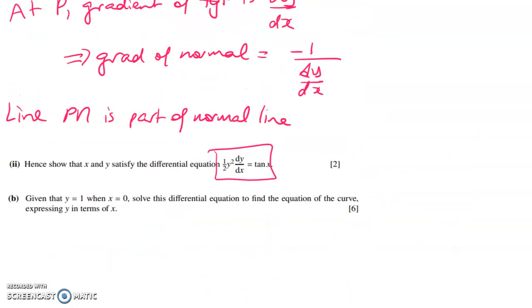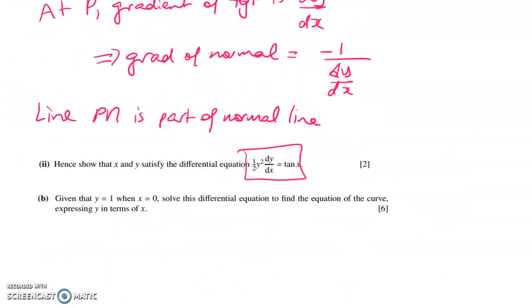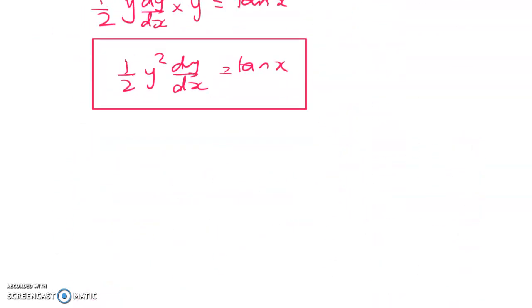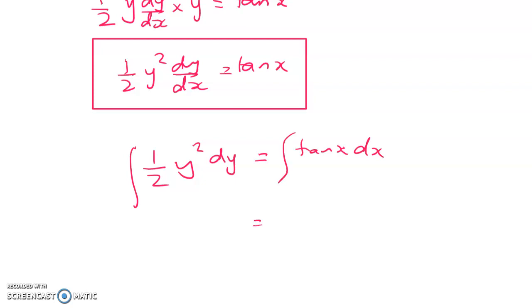Okay, and I think that's the part of the question that is the most thought-provoking. And then what we've got to do from there is we just have to solve the DE to find the equation of the curve, giving y in terms of x. In other words, we can't just stop when we've subbed in this constant, but we're told that y equals 1 when x equals 0. So as usual, we're going to separate the variables. So we have a half y squared dy is equal to tan x dx.